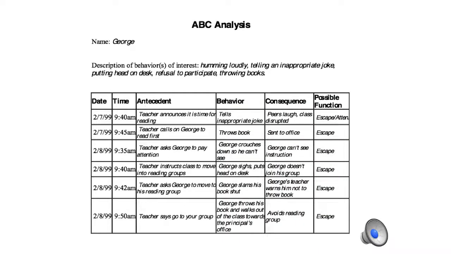This is an example of ABC analysis. This teacher records George's behavior, and the target behavior includes humming loudly, telling an inappropriate joke, and so on. After you set the target behavior like this teacher, whenever your target behavior happened, you will record the antecedent, what happened right before the behavior, and what happened right after the behavior. And you can also identify the possible function of the target behavior as well. So you will have multiple ABC observations to figure out the possible function of these target behaviors.